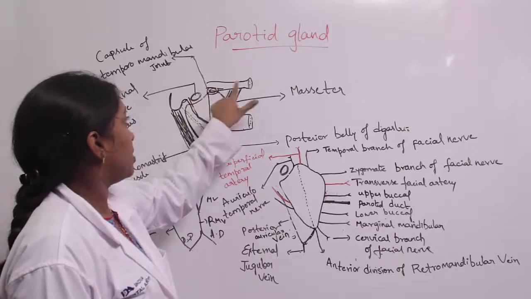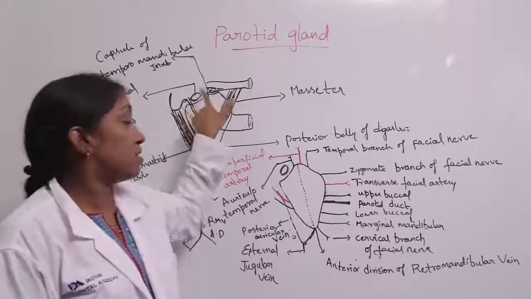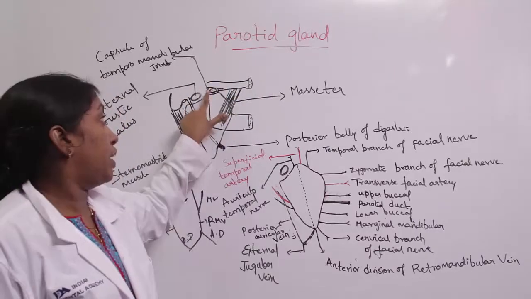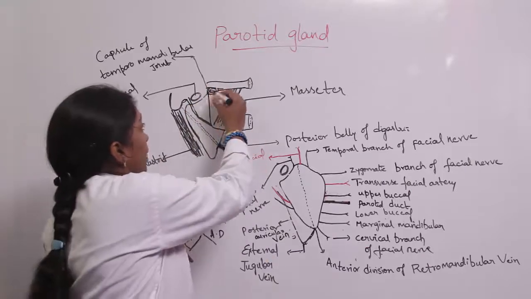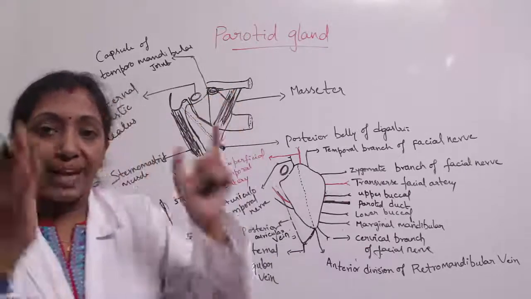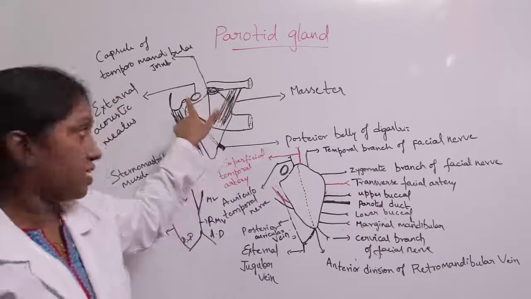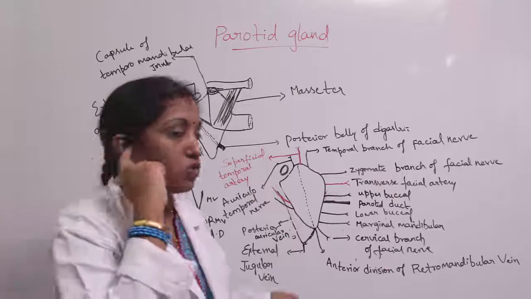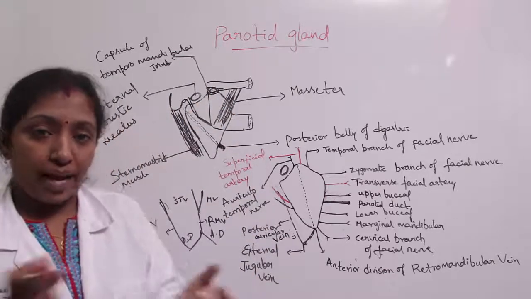Here is the temporomandibular joint, and this is the zygomatic arch, and here is the capsule of the temporomandibular joint. So the base is upwards and it is concave, and it is related to the external acoustic meatus, here, and also the capsule of the temporomandibular joint.